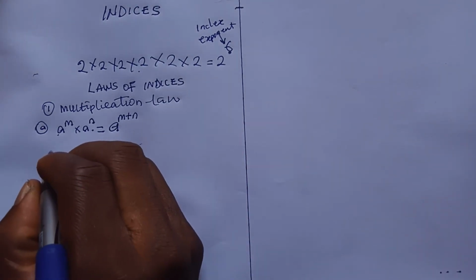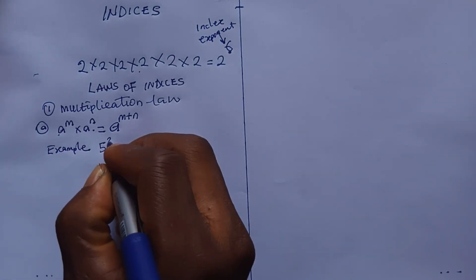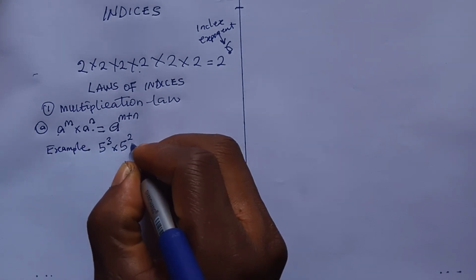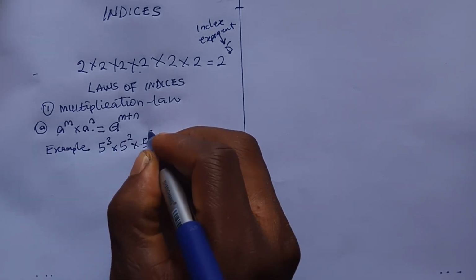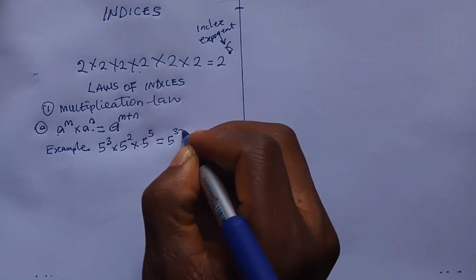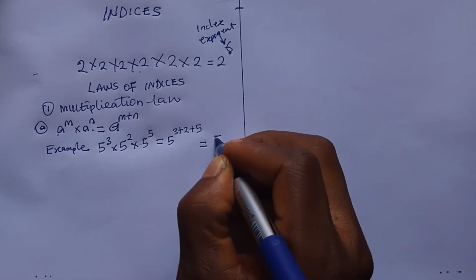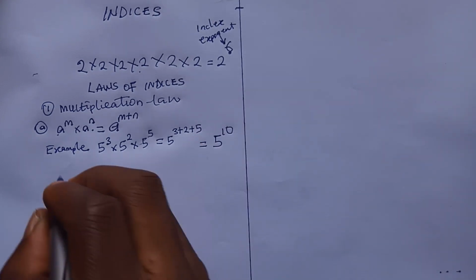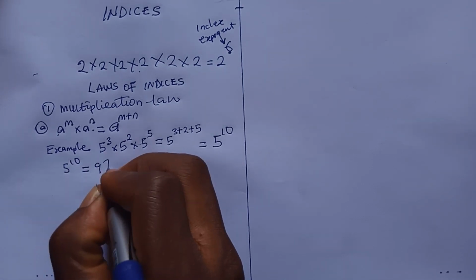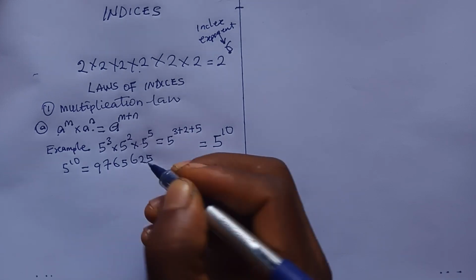For example, if we have 5 raised to the power 3 multiplied by 5 raised to the power 2, let's say multiplied by 5 raised to the power 5 again, this is the same thing as saying 5 raised to the power 3 plus 2 plus 5, which is the same thing as 5 raised to the power 10. And 5 raised to the power 10 is the same thing as 9,765,625.